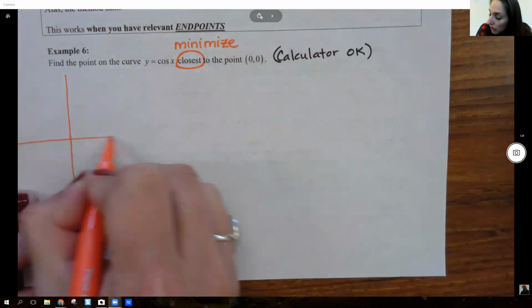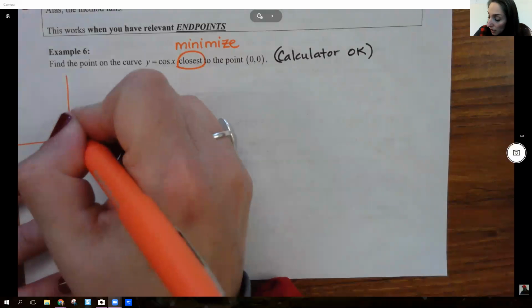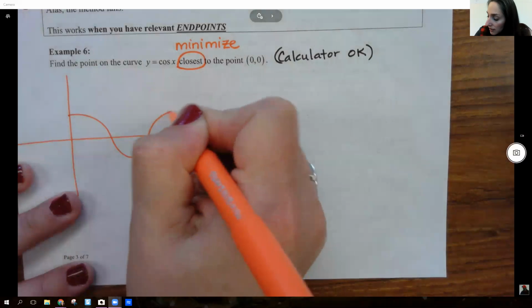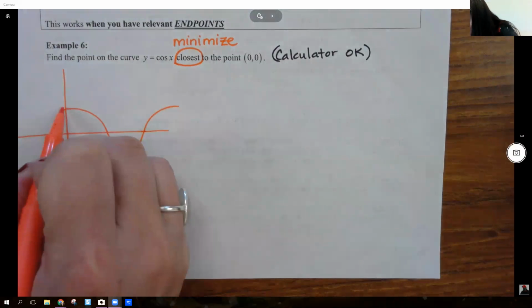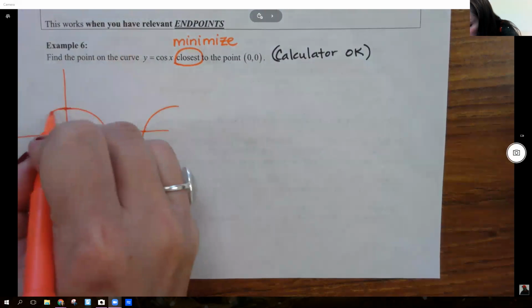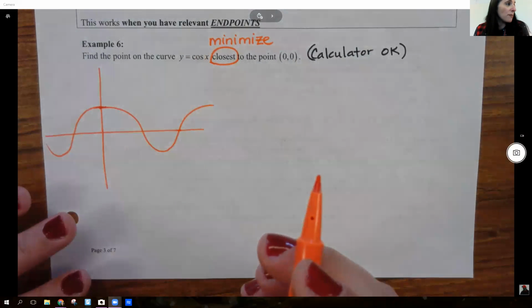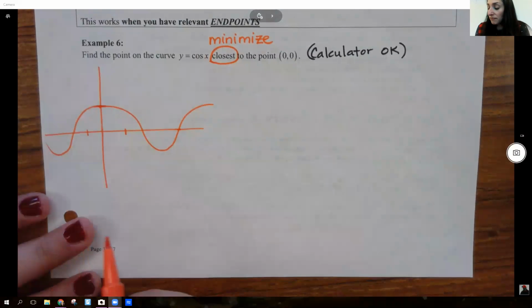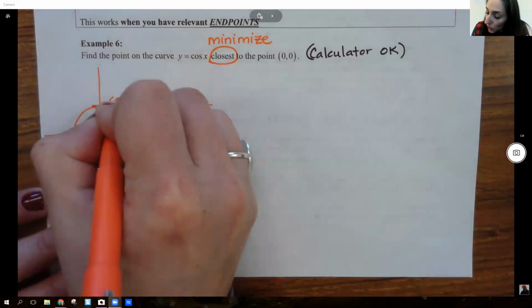So let's see here. From trig, we should all remember what a cosine curve looks like. Kind of starts up here, right? And it goes down, does this thing, keeps on going forever. I tried to make that look symmetrical, but didn't quite happen, did it? So these two sides should be symmetrical, okay? And this maximum up here is (0, 1).